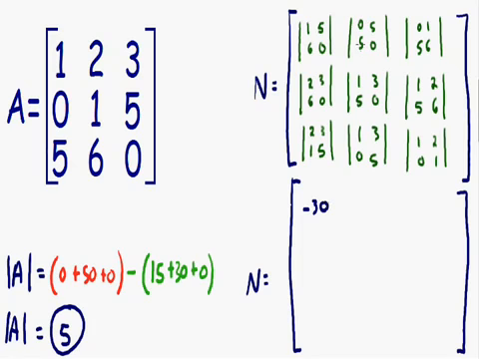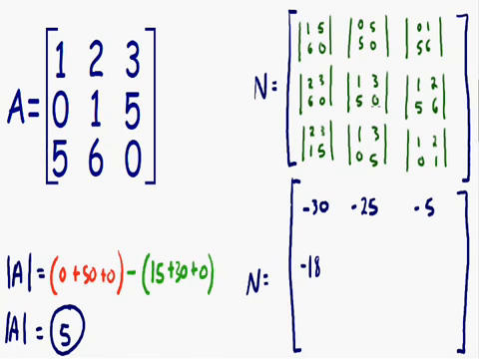Now we'll move on to the top middle matrix. We have 0 times 0, which is 0, and 5 times 5, which is 25. 0 minus 25 is negative 25. Now we'll move on to the top right corner. We have 0 times 6, which is 0, and 5 times 1, which is 5. 0 minus 5 is equal to negative 5. Now moving on to the middle left, we have 2 times 0, which is 0, and 3 times 6, which is 18. 0 minus 18 is negative 18.